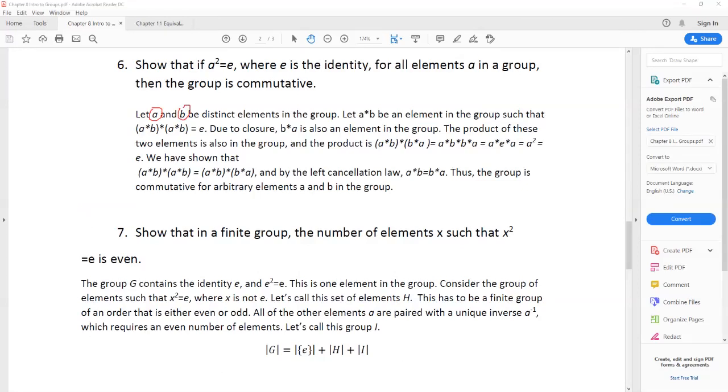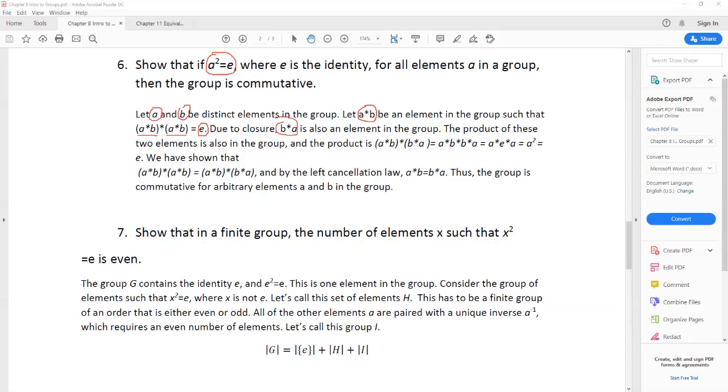Since we have a group, we know we have closure, which means that A star B has to be an element in the group. And if A star B is an element in the group, then they have to satisfy this property. In other words, A star B times A star B, which is A star B squared, would have to equal E, because all elements in the group meet that criteria. Also, due to closure, we know that B star A is an element in the group.